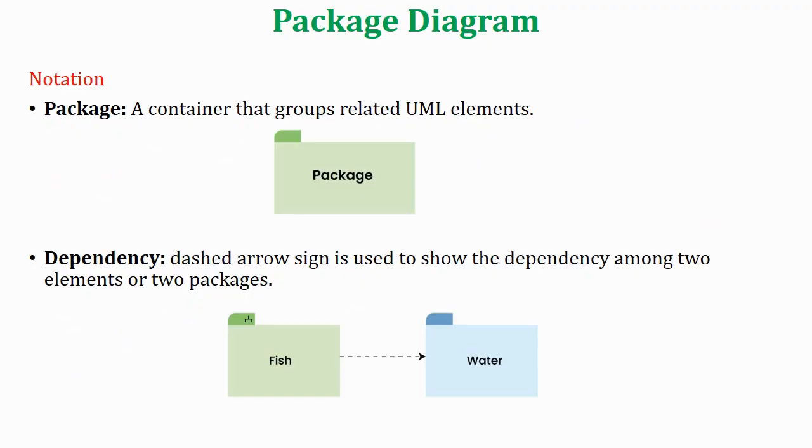And next one is the notation. Some of the notations used in the package diagram: the first one is a package, a container that groups the related UML elements. It looks like a folder. And next one is the dependency. The dashed arrow sign is used to show the dependency between two elements or two packages. So you see that is the dependency line. It makes the relationship between two elements or two packages to show the dependency.